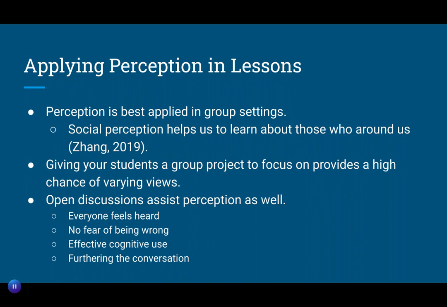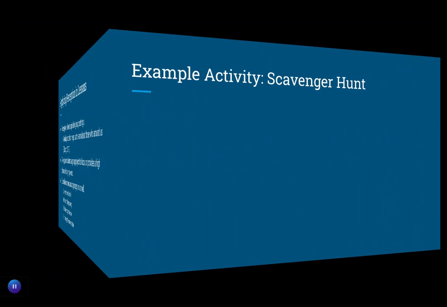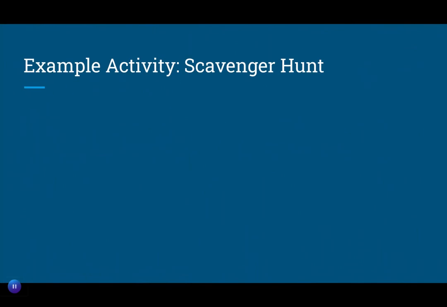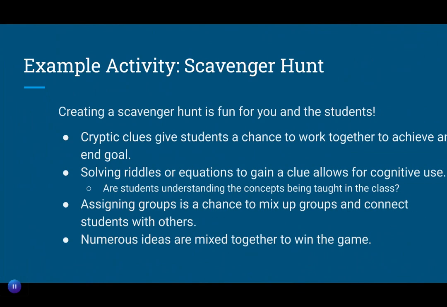Students who tend to be more quiet or more outspoken can come together and hear each other. That way, they can work through their different cognitive functions and work harder and better together to understand your lesson plan. So here's an example of an activity that you can do in your classroom that will come with perception and strengthen this in your students.